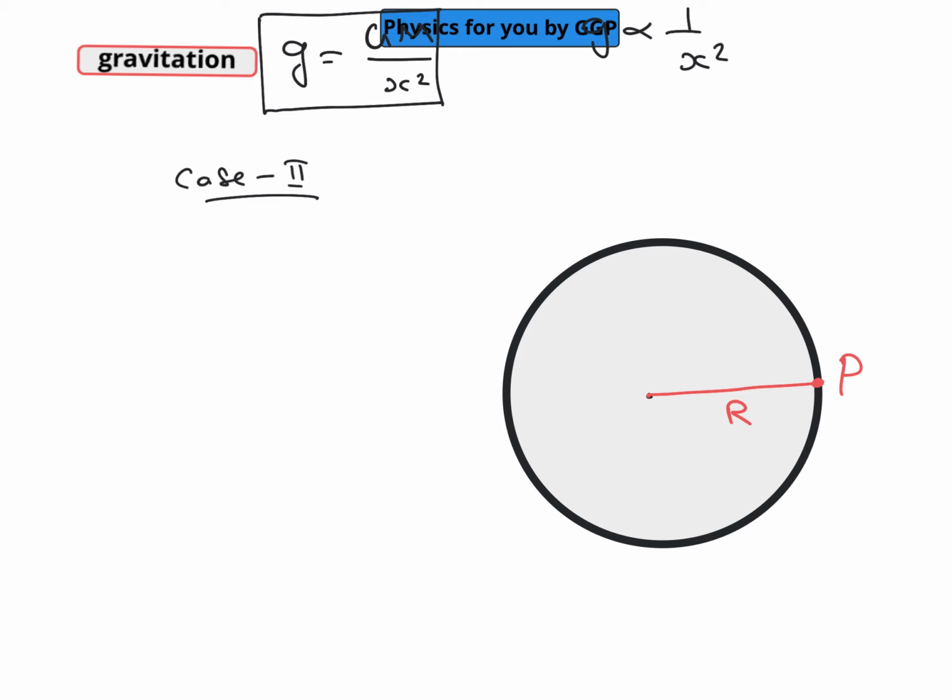Now we are considering a situation when x is equal to r, meaning we are going to find out the value of the gravitational field on the surface. So again from the equation we can write it as GM divided by r square.